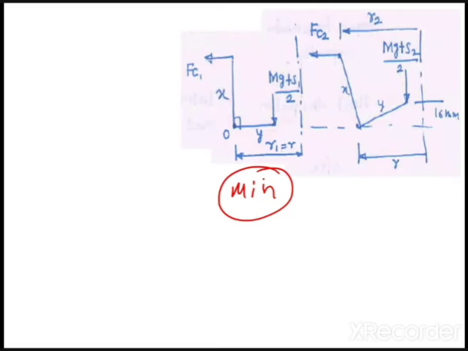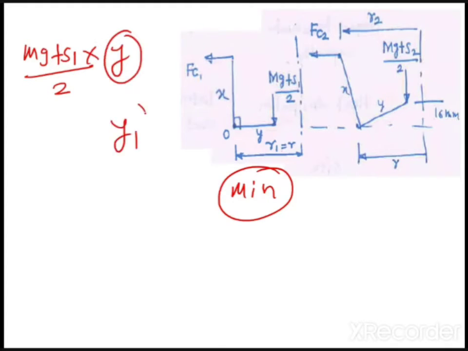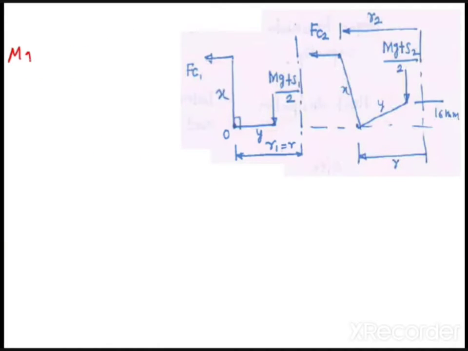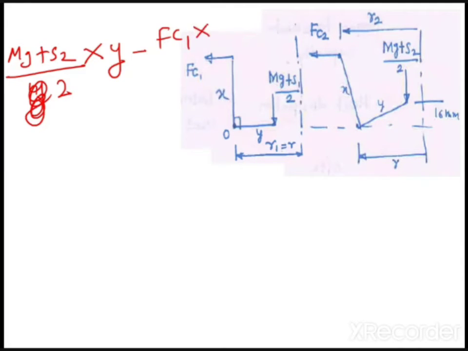Understand that mg plus s1 by 2 into y is equal to fc1 into x, plus mg plus s1 by 2 into y. Actually it should be y1, but we are neglecting the oblique effect. So he is right: mg plus s2 upon 2 into y equals minus fc1 into x.